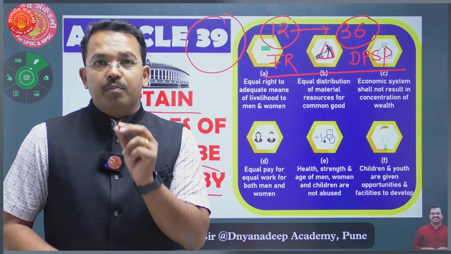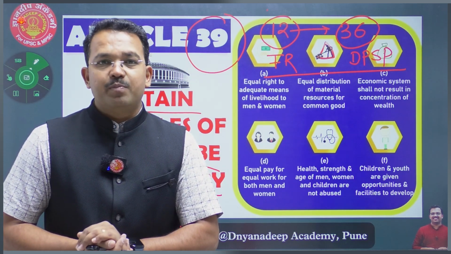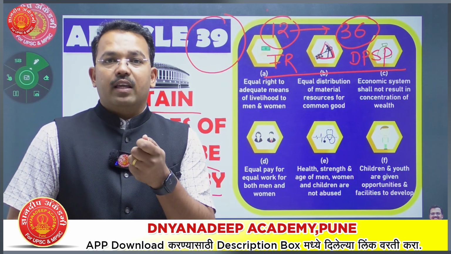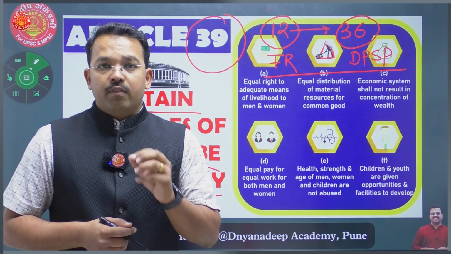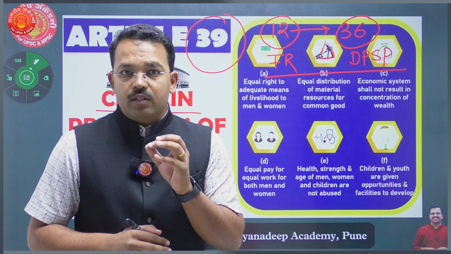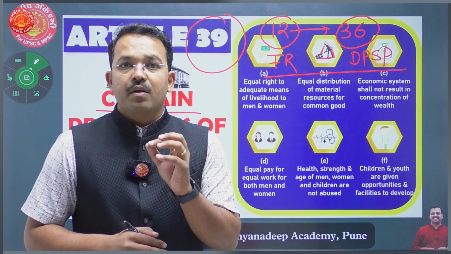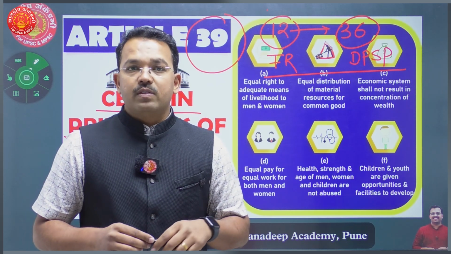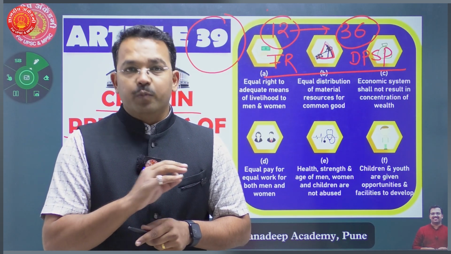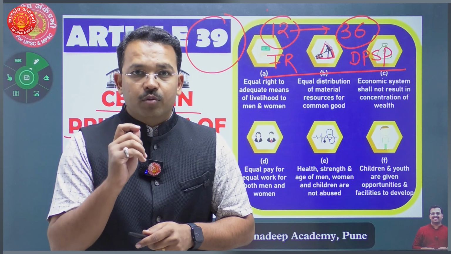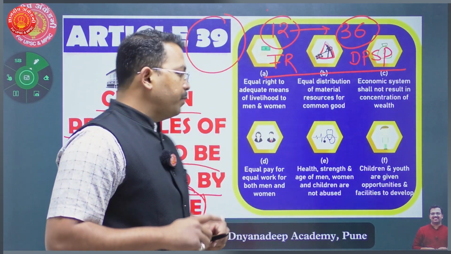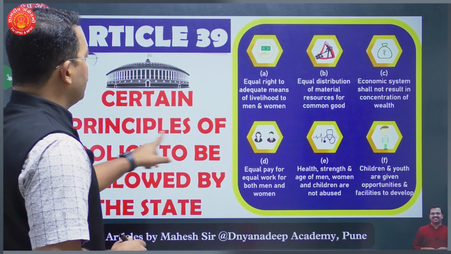So what all important central principles must be followed by the state while making a welfare state are given in Article 39. One important thing: Article 39 is a very crucial article for understanding prelims examination, mains examination, rather I would say for the entire preliminary examination of all state PCS and UPSC. Article 39 is the most crucial article in DPSP, that is in Directive Principles of State Policy. Let's try to understand what Article 39 is.